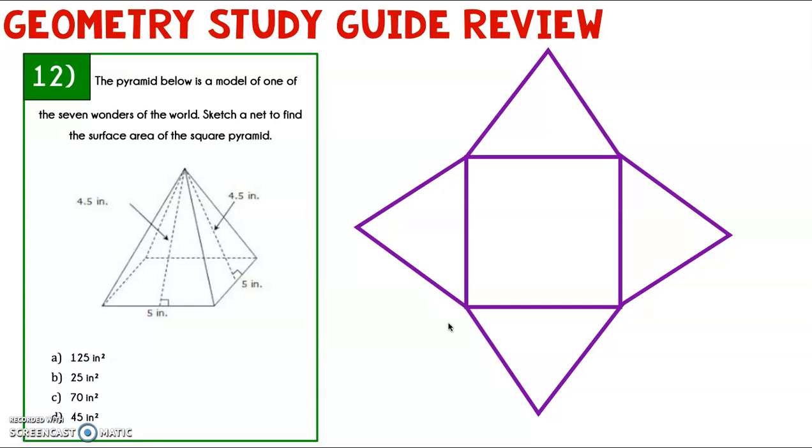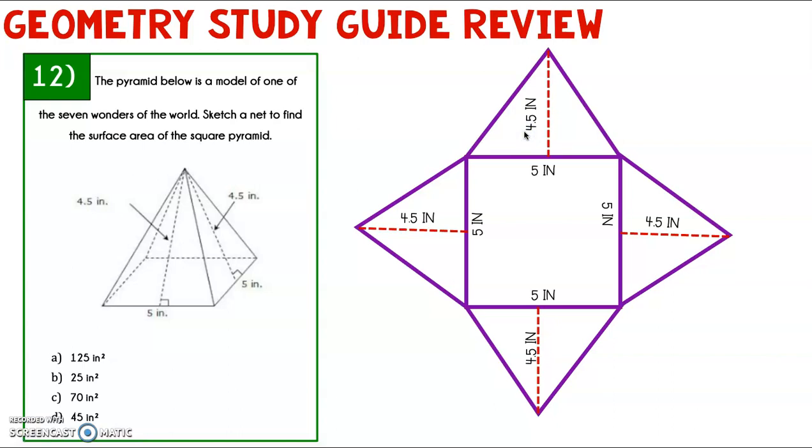And now we need to label our dimensions. If you look at the bottom of our square, we know it's a 5 by 5 by 5 by 5. So I can put that on my net. I know all of these side lengths, which are also the base of the triangles, are 5 inches. Then we're going to put in our height. Our height from the very tip top to the bottom of our triangle is 4.5 inches. So I can put that on all of the triangles that I have on my net. They're all the same, 4.5 inches.